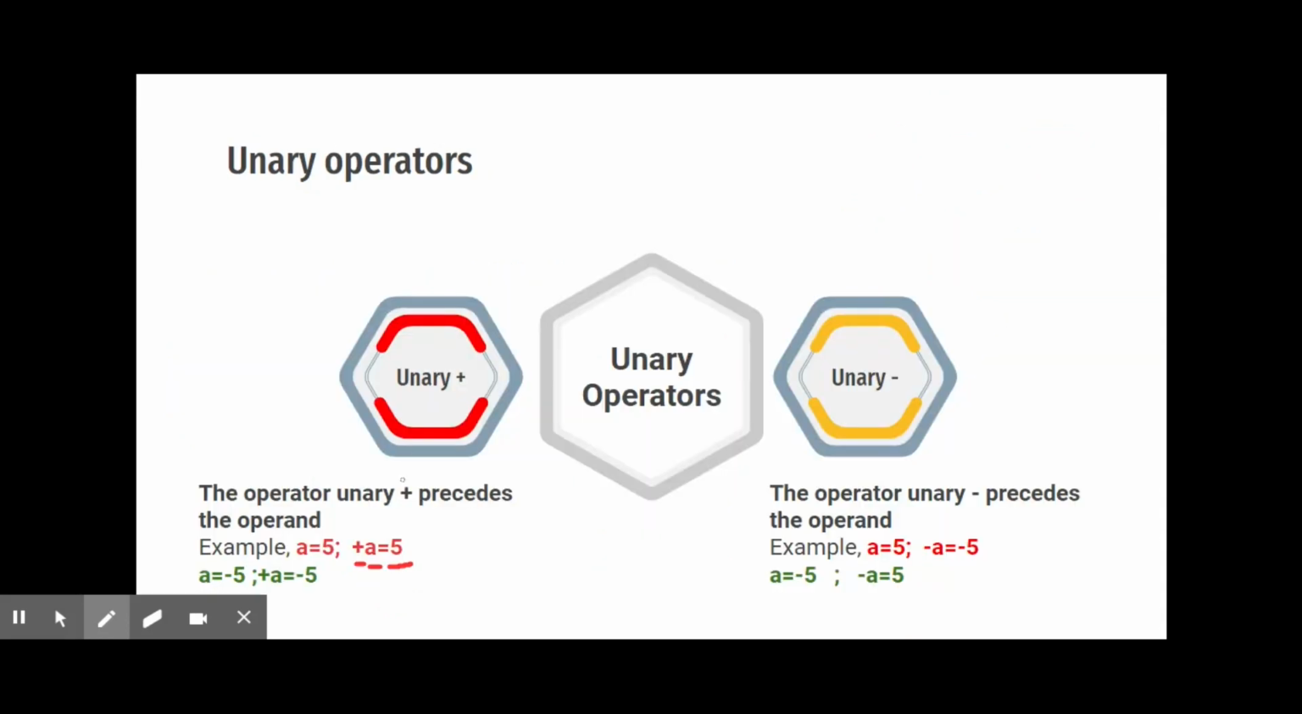Let us look at ternary operators. So we have ternary plus and we have ternary minus. So the operator ternary plus precedes the operand, which means A equal to 5. When I ask for plus A, it will give me 5. So the way I ask is I should first say plus and then I should say A. So that means the operator is coming before the operand. Same way, if A is minus 5 and I ask for plus A, it will give me minus 5. Now when we look at ternary minus, when A is 5 and I'm asking for minus A, it gives me minus 5. When A is minus 5 and I'm asking for minus A, it gives me 5.